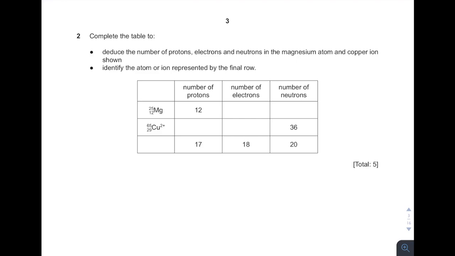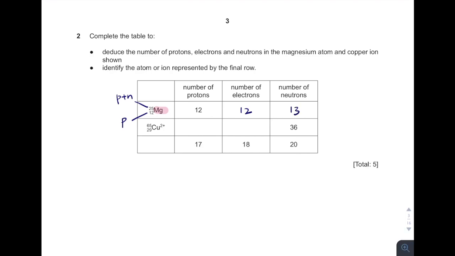Next, given this table, complete the table and deduce the numbers of protons, electrons and neutrons. First, remember, the number on the top left-hand corner is the nucleon number, which is the sum of protons and neutrons. The number at the bottom left-hand corner is the number of protons. This is given here, number of protons 12. How about electrons? Is there any charge? There is no charge. This is an atom. Atoms are neutral because they have the same numbers of protons and electrons. Therefore the electron number is 12, and neutrons are 25 minus 12, which gives 13.